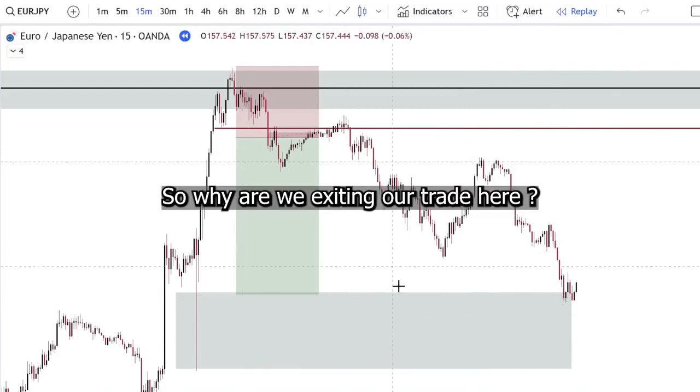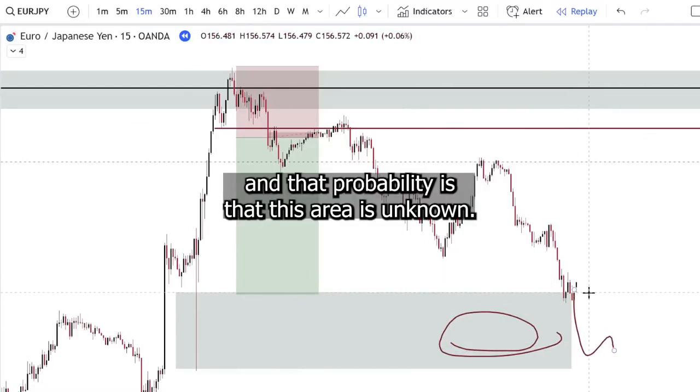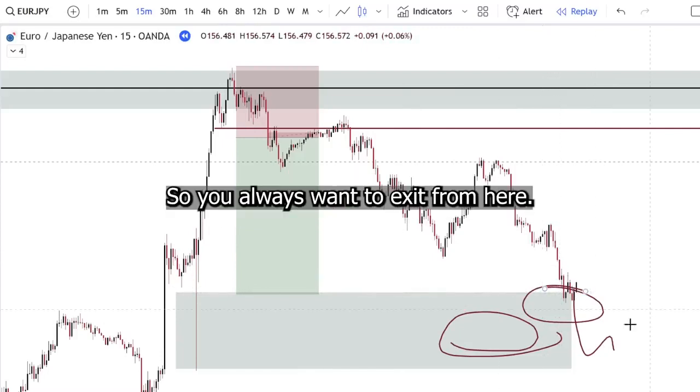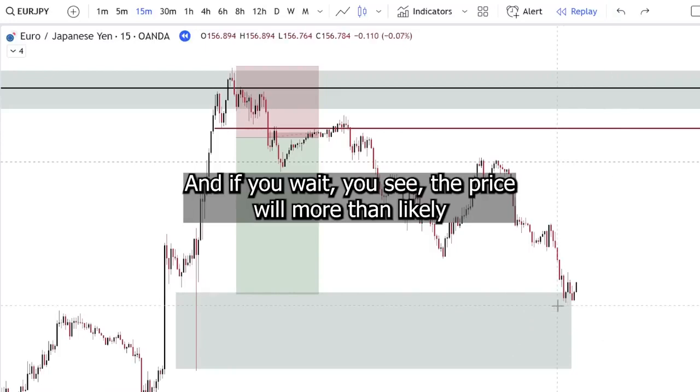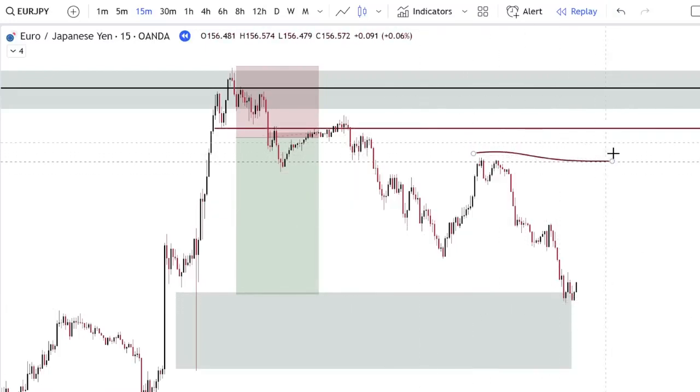Again, at each level of extreme, you don't know if price is going to continue lower. You don't know if price is going to break this extreme area and continue lower. So when trading, you always want to look for the highest probability, and the highest probability is that this area is unknown. So you'd always want to exit from here. If you wait, you'll see the price will more than likely reject from this extreme level, at least up to somewhere here. I don't know if you want to hold a pullback this long, or price can always completely reverse and start a new trend from an extreme level. So you always want to get out at a level of uncertainty.